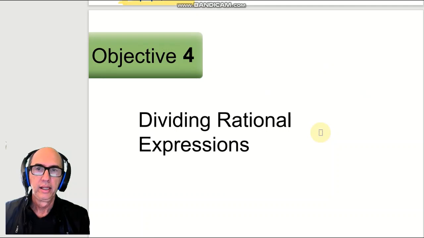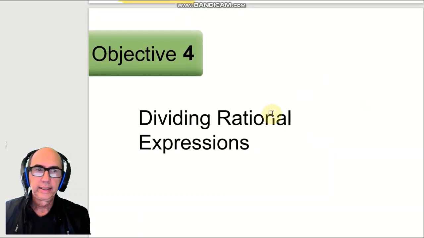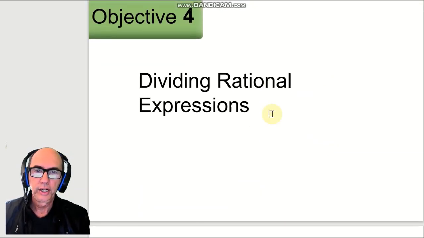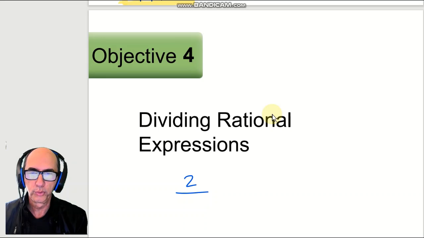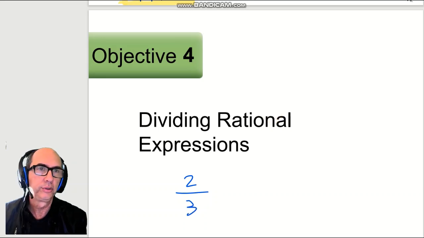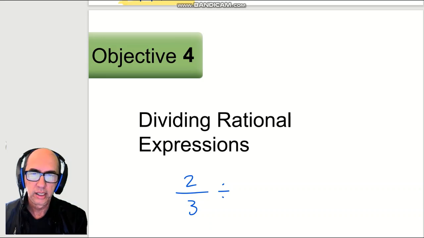Okay. Next is division of rational expressions. Again, remember what you do with fractions, with numbers. 2 over 3. Let's say you want to divide by, let's think here, a number 5 over 6.